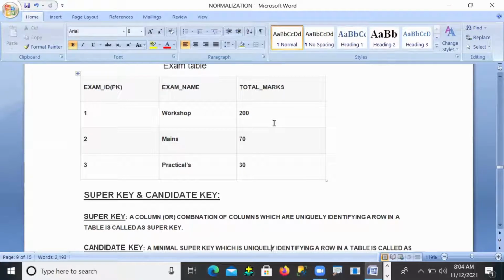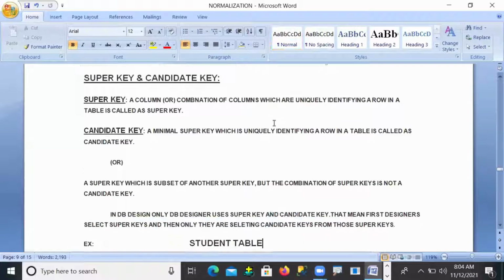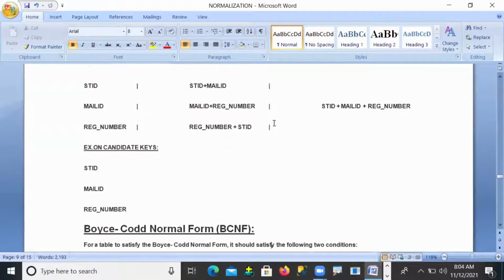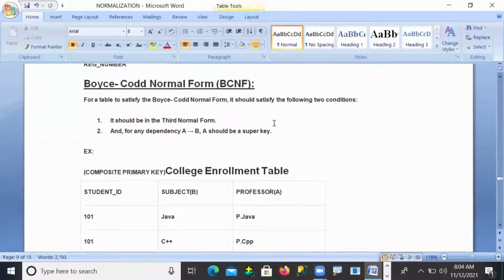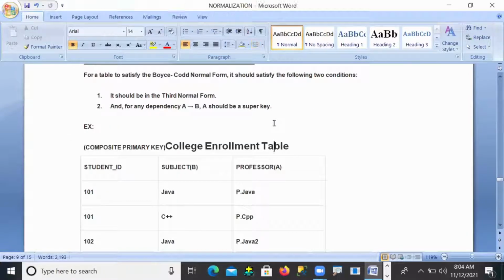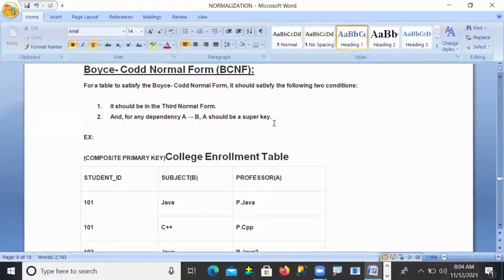Okay, right. This is transitive. And the next form is called Boyce-Codd normal form. So Boyce-Codd normal form is my next one. Here, what Boyce-Codd normal form is telling is that for your table to satisfy Boyce-Codd normal form, it should satisfy the following two conditions.